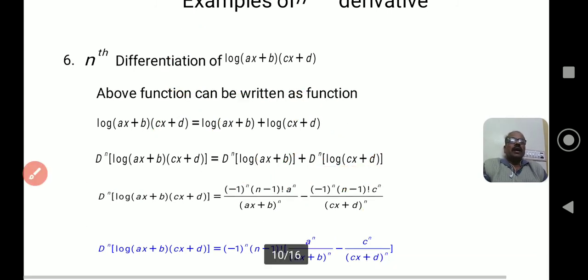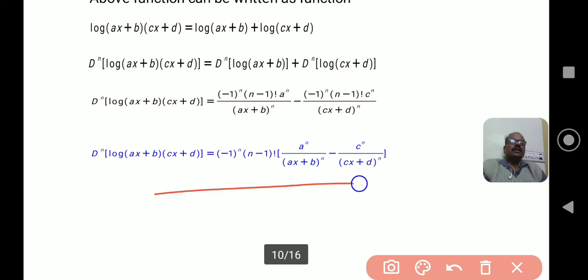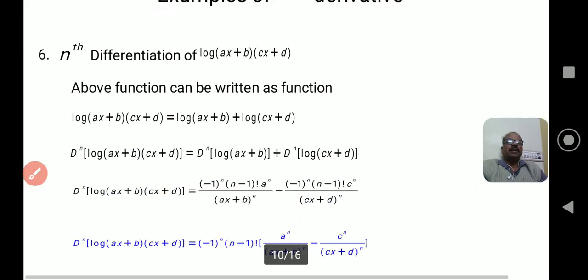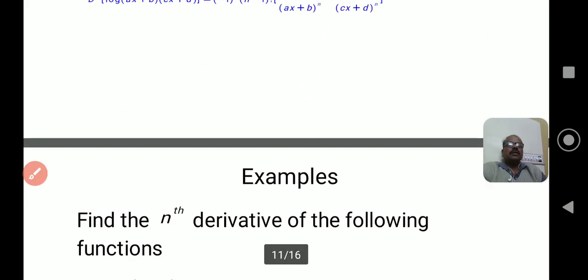Okay, finally after simplification we get this, the final step. After taking n minus 1 as common, finally we get this result for the logarithm of ax plus b. Okay, the next.